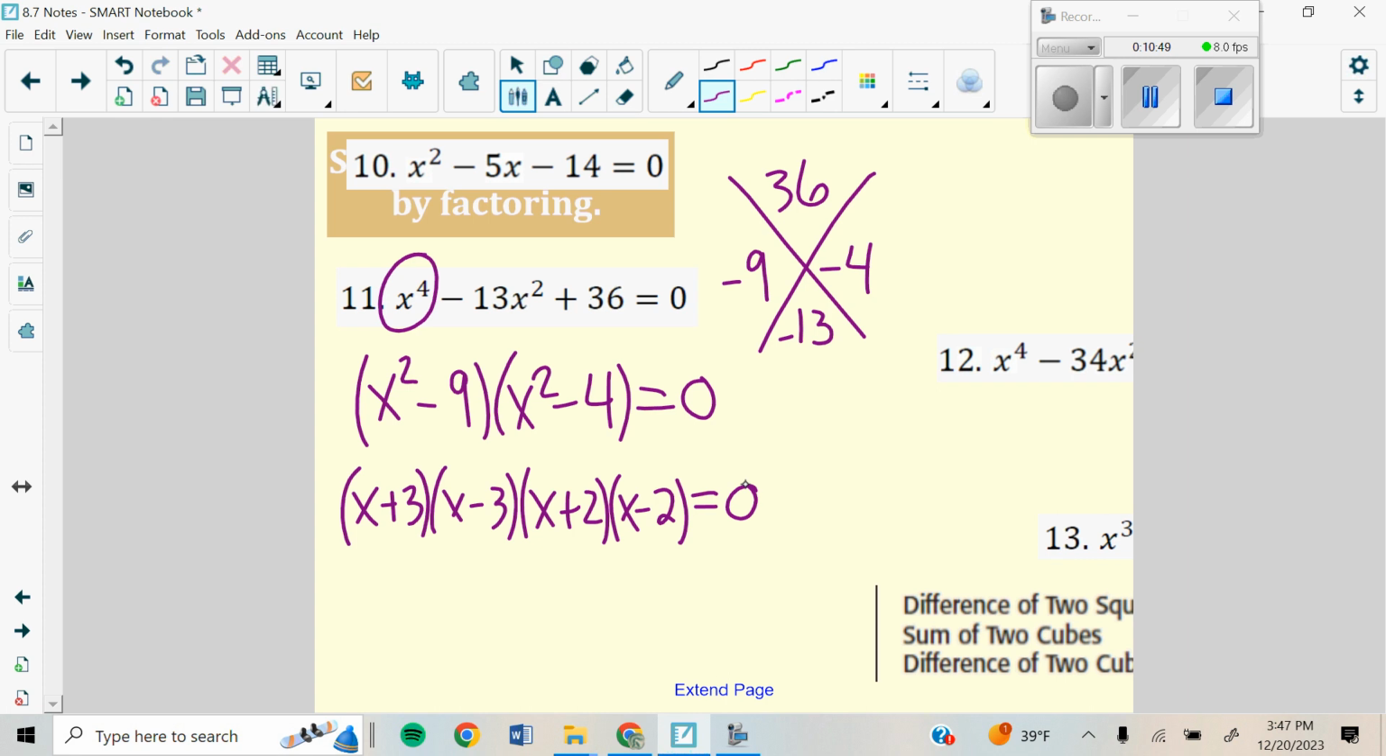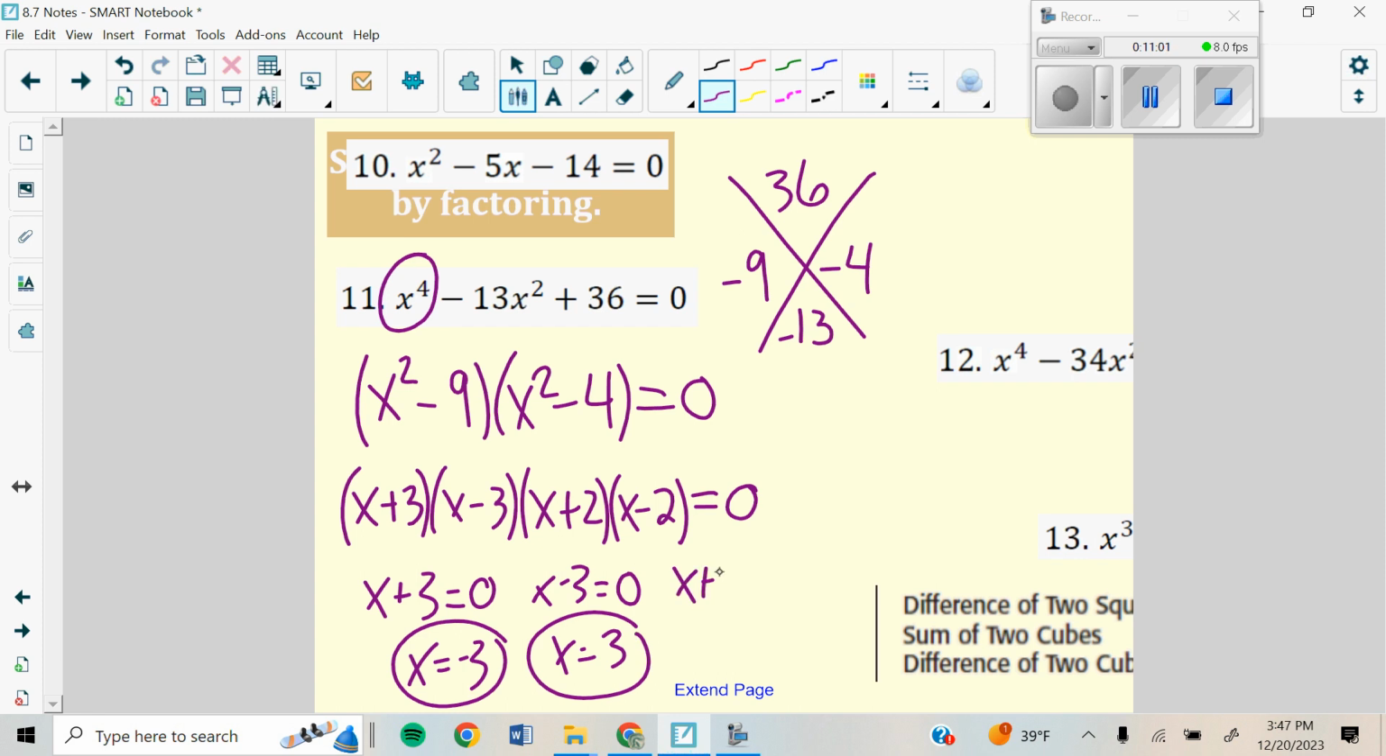So now I have four things I'm going to set equal to 0. x plus 3 equals 0, so we get x equals negative 3. x minus 3 equals 0, so we get x equals 3. x plus 2 equals 0, so we get x equals negative 2. Whew, right? And x minus 2 equals 0, so we get x equals 2. Four answers for this one here.